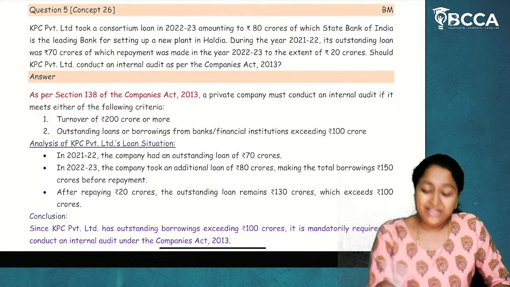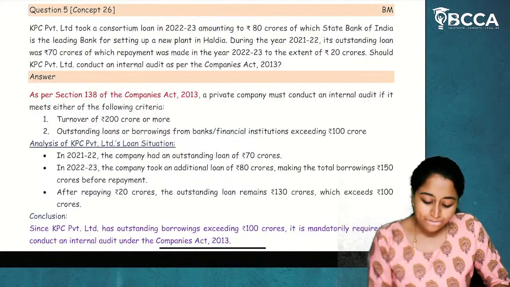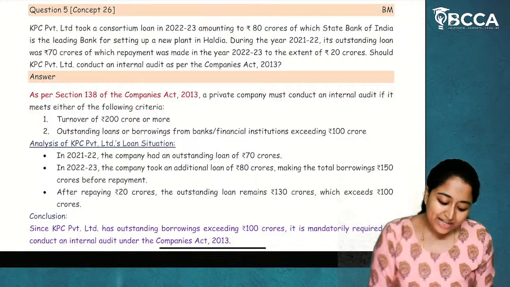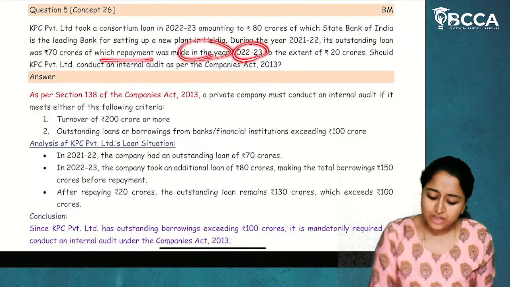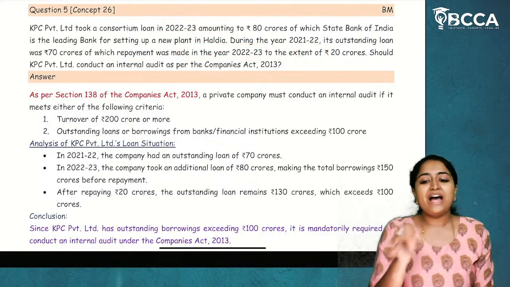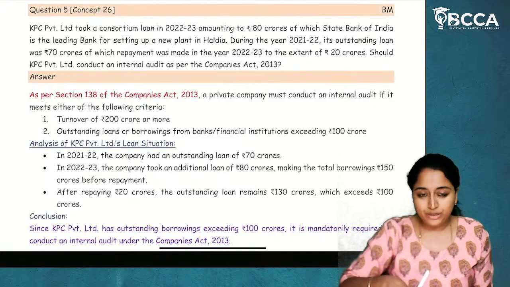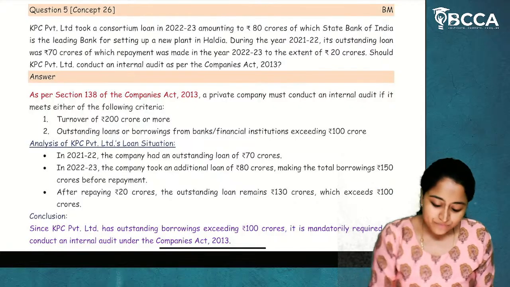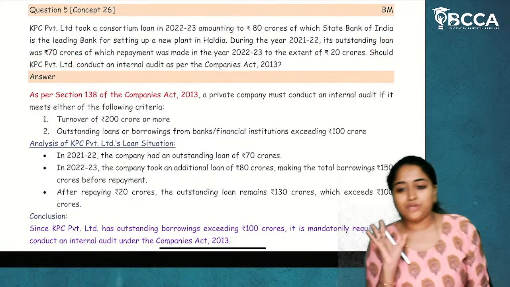During the year 2020-21, the previous year, this is the current year, this is the previous year, this is the more previous year. Its outstanding loan was 70 crores, of which repayment was made in the year 2022-23 to the extent of 20 crores. So previously we have a loan of 70 crores, from which in 2022-23 we have repaid 20 crores. So what is the balance loan? 50 crores. Should KPC Private Limited conduct an internal audit as per Companies Act 2013?